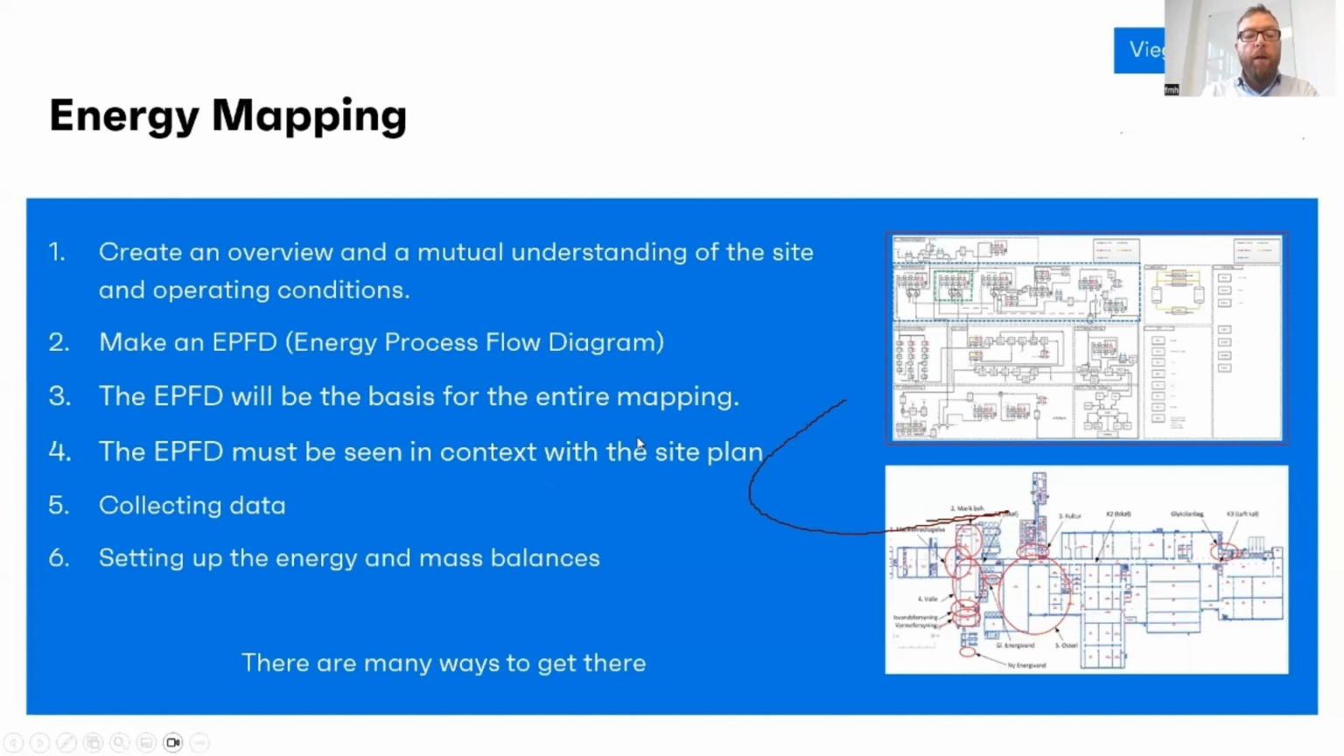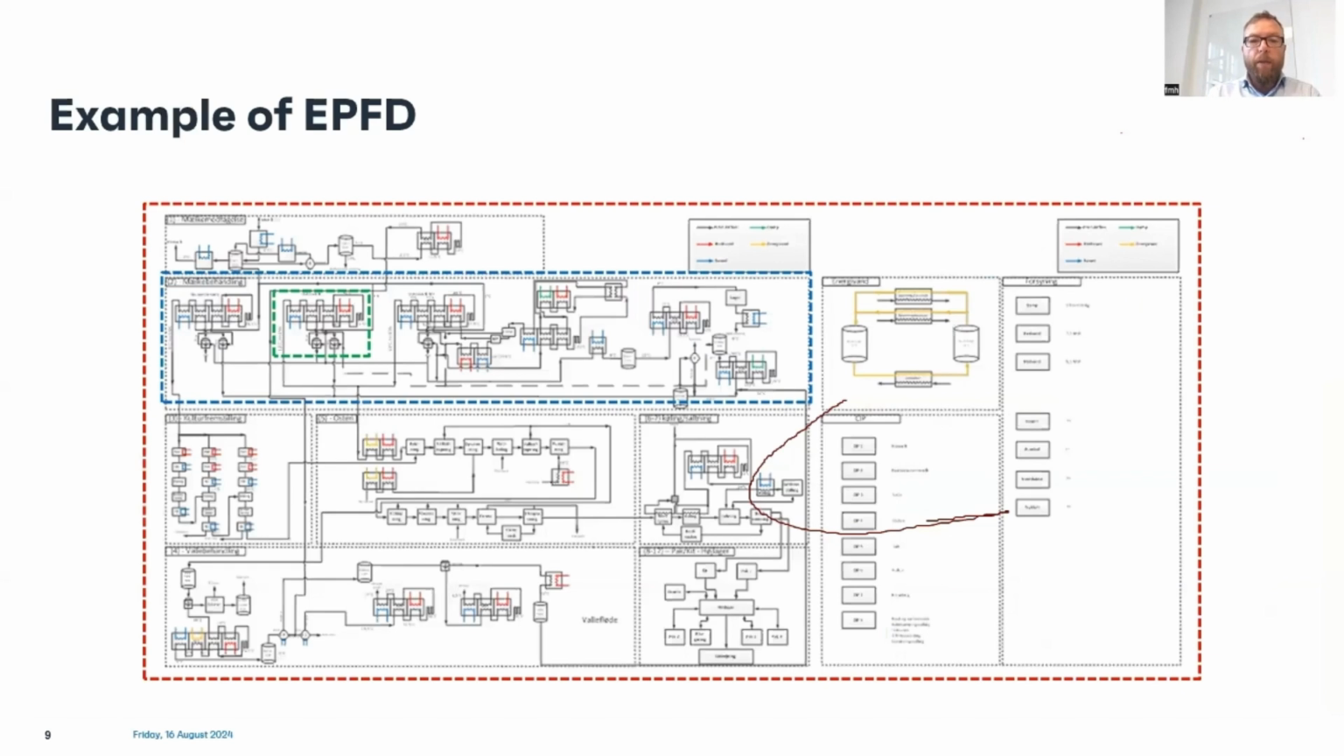And then you start up with the energy and mass balance. And there are a lot of different ways. This is like a big puzzle when you do this energy mapping. There can be a lot of different approaches on how to retrieve different data. This is an illustration of the entire site, circled in the red dotted line, and then there are specific process areas, and you could focus on one process area with the blue area here, or you could narrow down to one specific unit and focus on that.